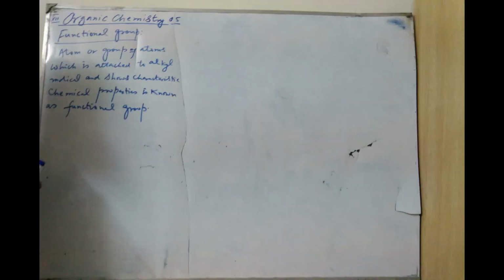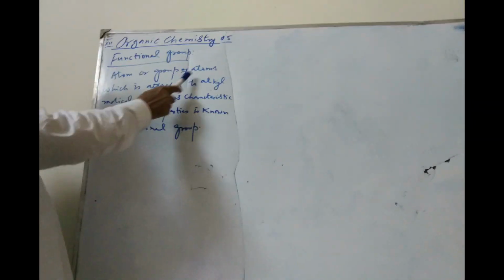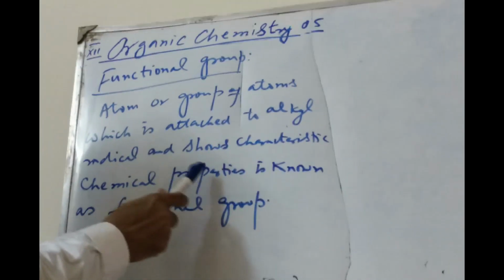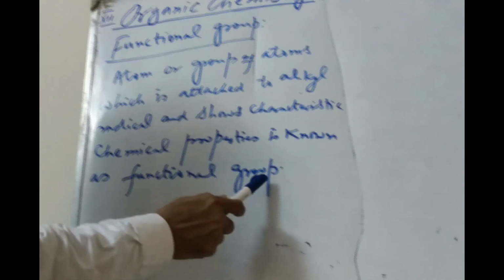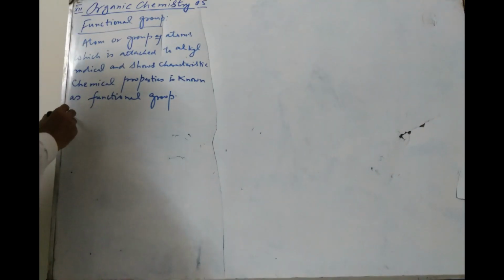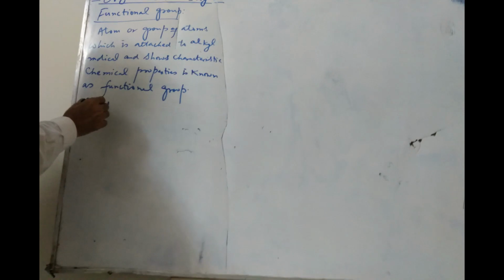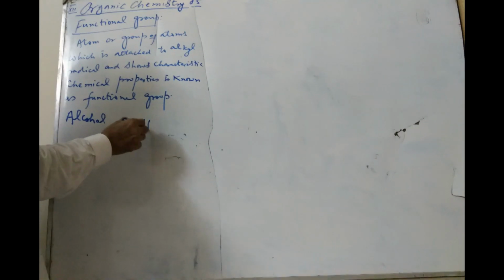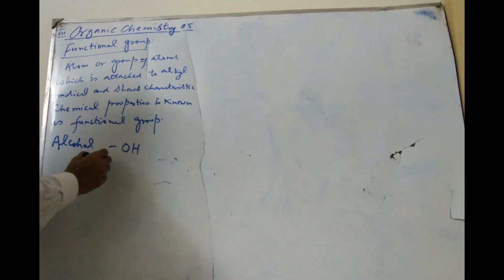Functional group is basically defined as the atom or the group of atoms which is attached to the alkyl radical and shows the characteristic chemical properties. So we can say that, for example, if we consider the alcohol, in alcohol the OH is the functional group. So OH is the functional group. It is also called the hydroxy.